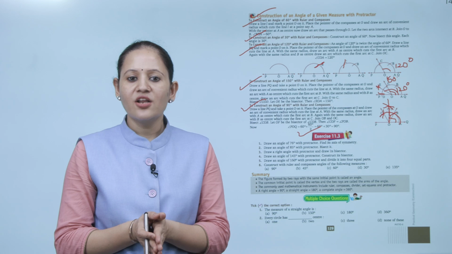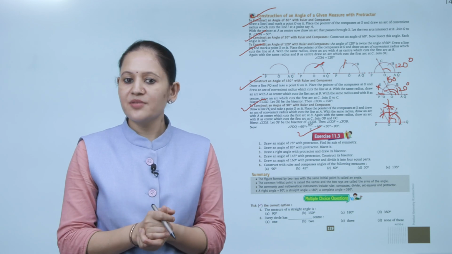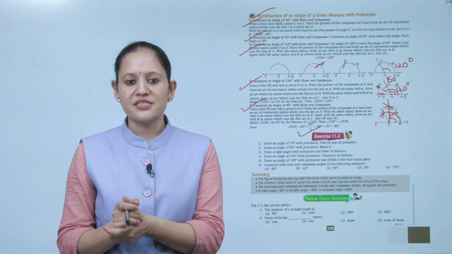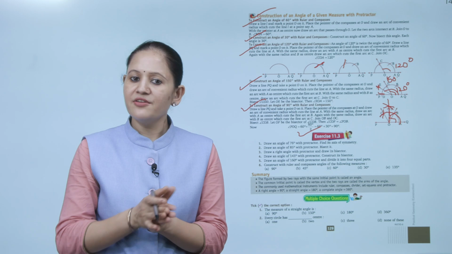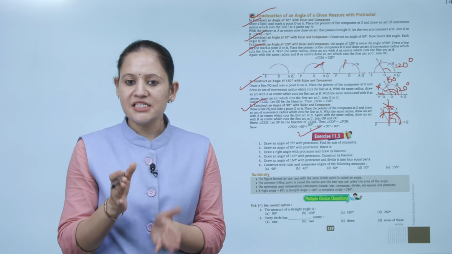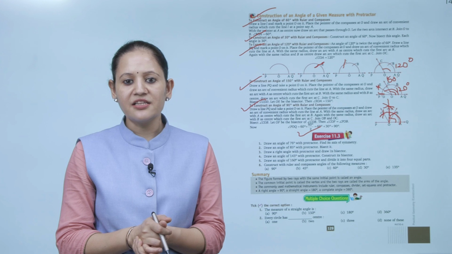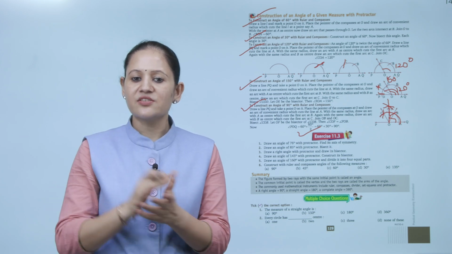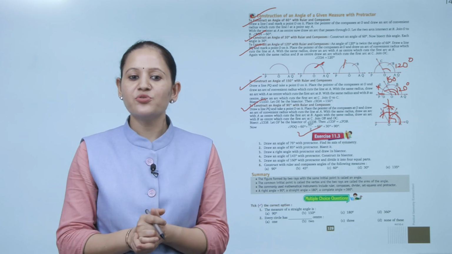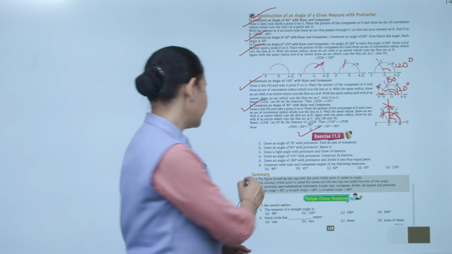Draw an angle of 76 degree with the protractor, find the axis of symmetry. So with the help of protractor, we'll draw the angle of 76 degree, then we'll draw the angle bisector of that angle. That line will be the axis of symmetry. So this you have to do yourself. Next is summary.